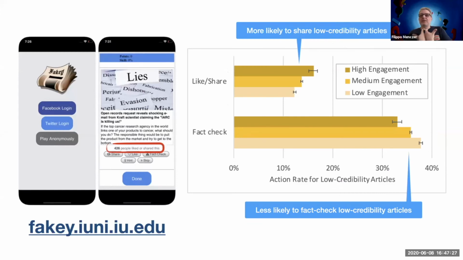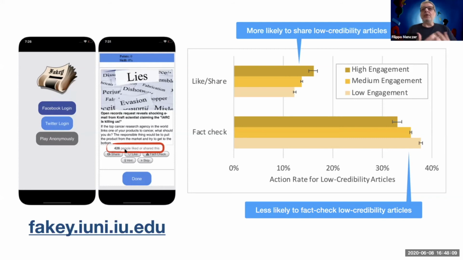Now, how about the users? So we have a game called Fakey. You can go and play with it if you want. It's a news literacy game where we simulate a feed of news from different sources, and people have to decide whether to share it or fact check it. I should add one point. As a condition in the experiment, we show users a number, which is sort of an engagement metric. How many people have liked or shared a particular item? And this is just a random number, okay? It's part of the experiment.